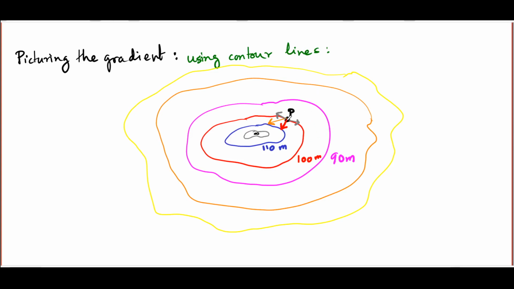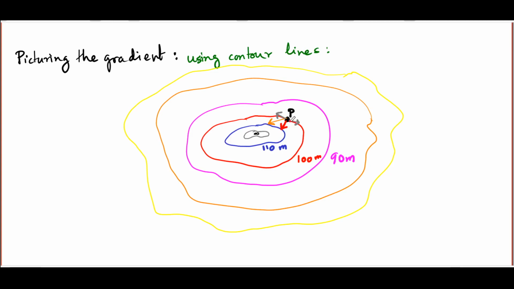So, you can see that at this point P, if you were to move along this orange vector, you're going to have to move a long distance before you can gain a height of 10 meters. Whereas, if you move along the red vector, you are going to get there the quickest. That is, this is the direction in which height is increasing the fastest. Hence, this is the direction of the gradient.